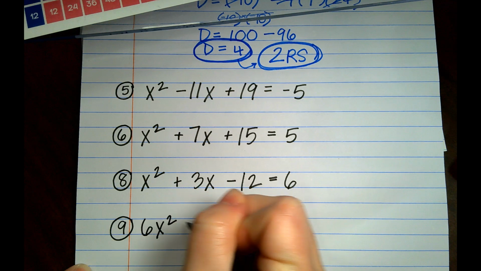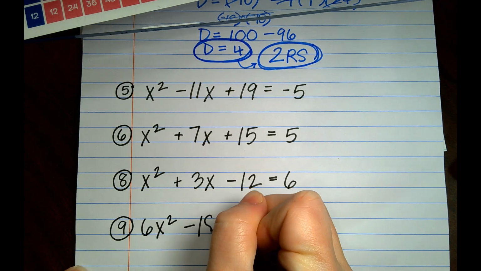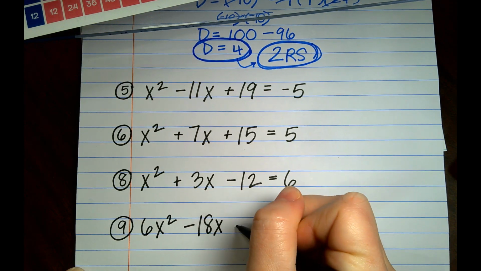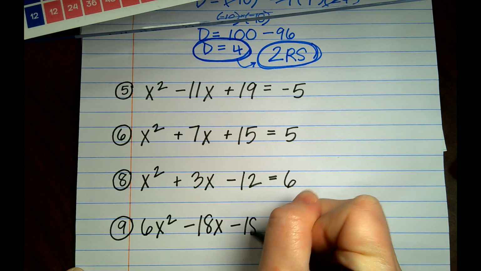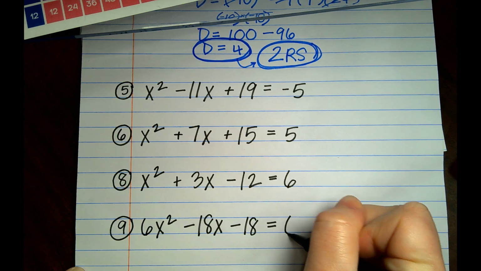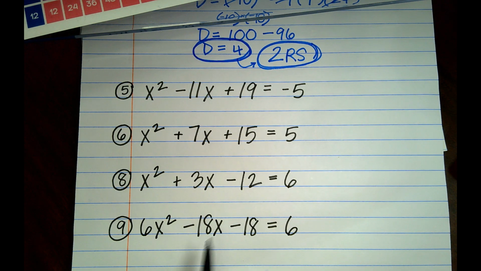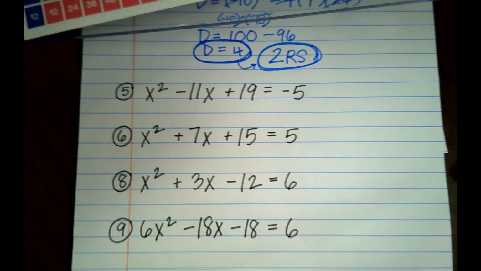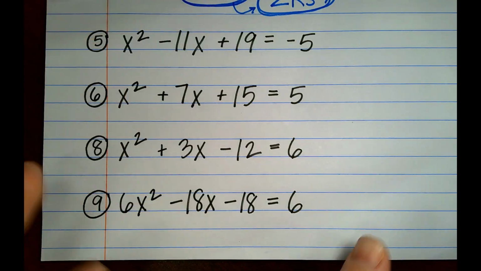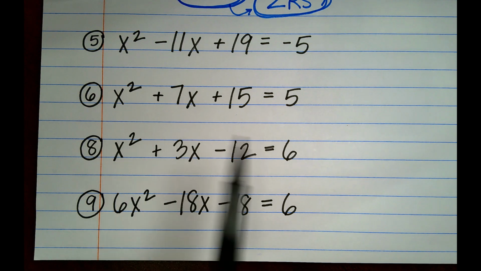6x squared minus 18x minus 18 equals 6. So these are all on your worksheet. The only thing that I did different is I changed the other letters to x. That's just what I prefer. So you're welcome to copy off this. You're also welcome to do it on the worksheet, however you prefer.